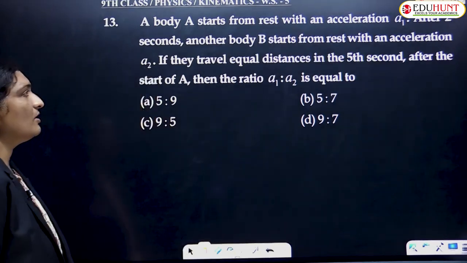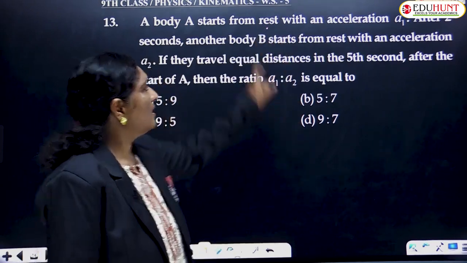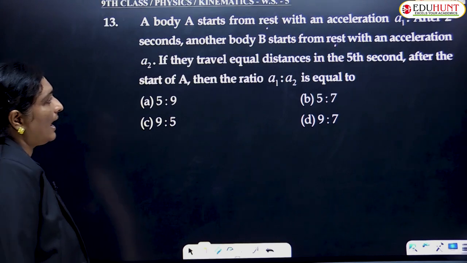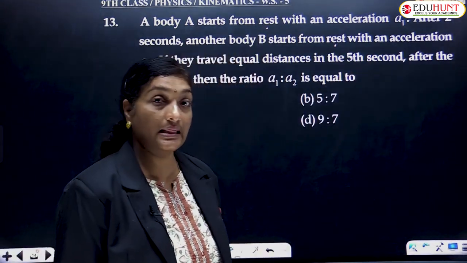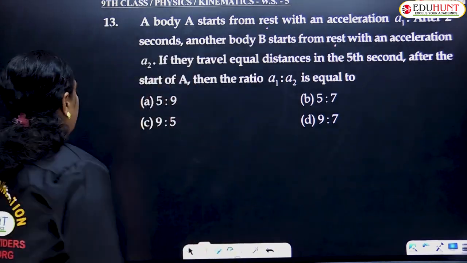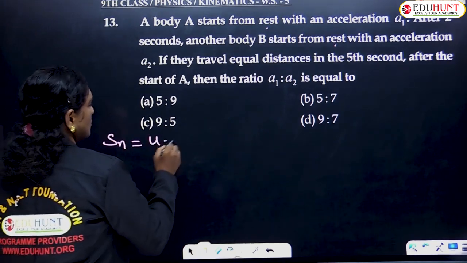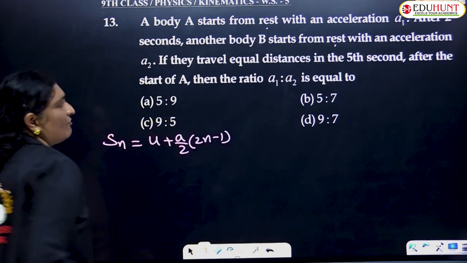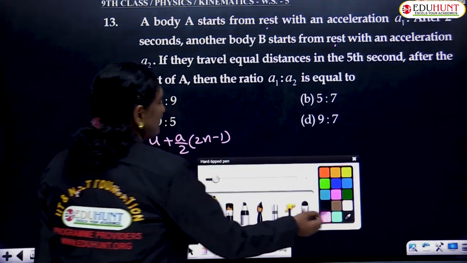Anyhow, you are not aware of initial velocity, but it was given that it starts from rest. Even B also starts from rest. And the condition was given as 5th second. What was the condition given? In the 5th second. So the only formula you need to use is the Snth formula. Sn is equal to u plus a by 2 into 2n minus 1. It is the only formula you will be using here. So two different conditions were given.